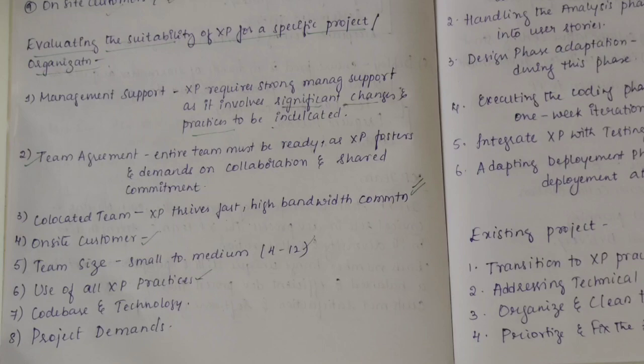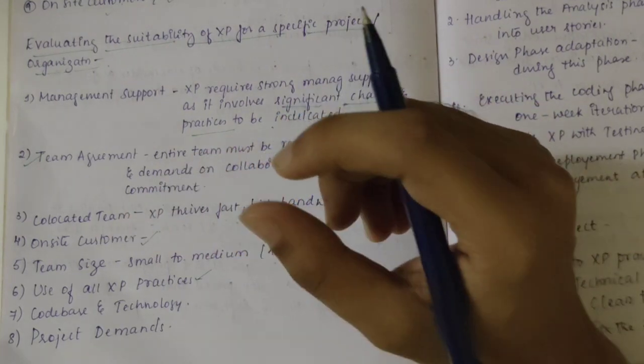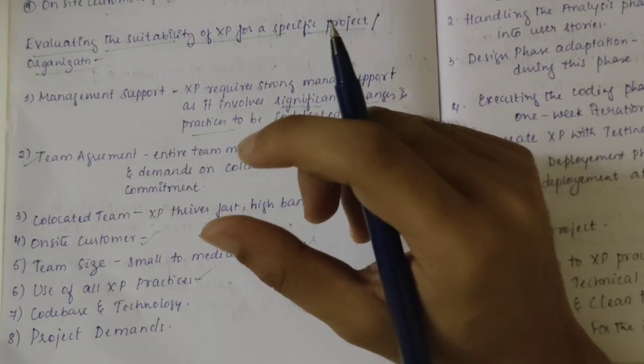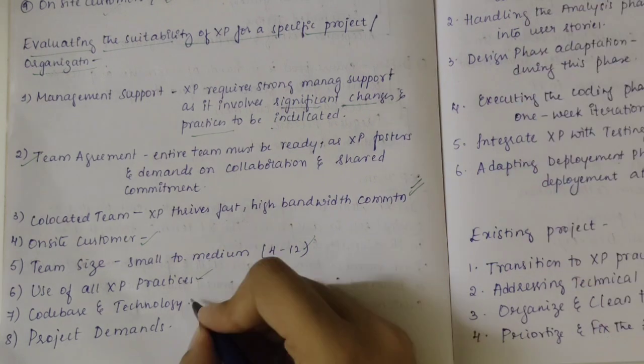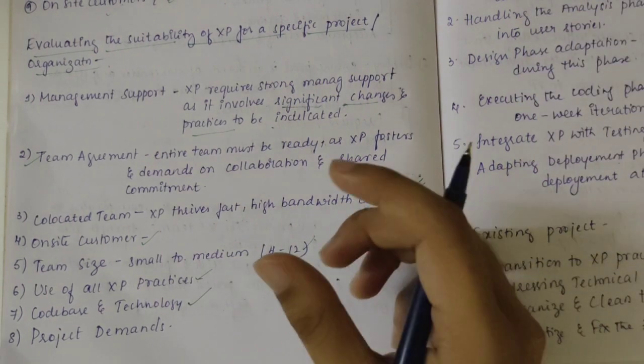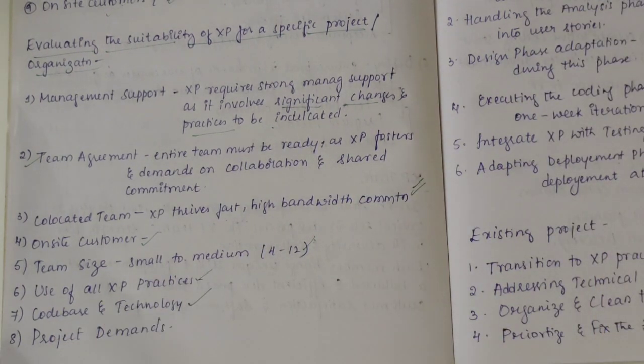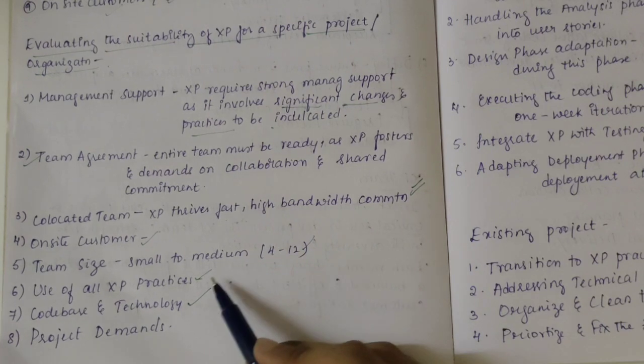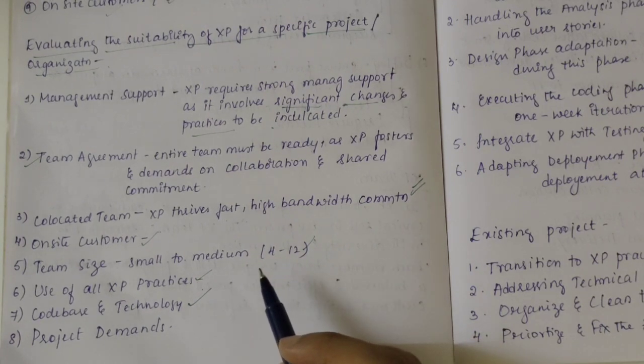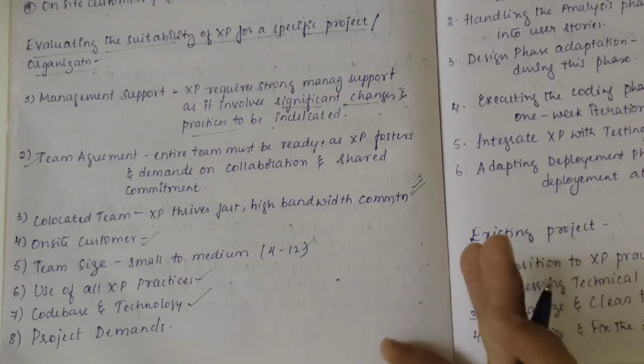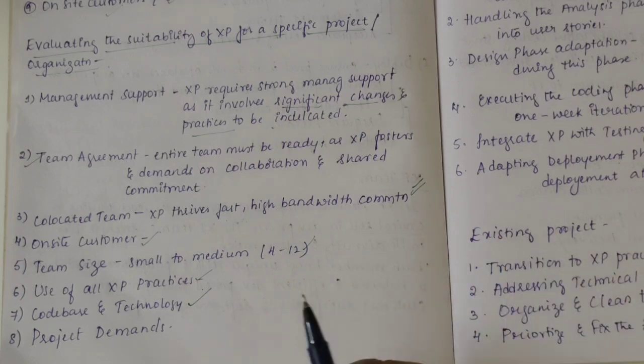But then make sure that skipping one particular practice should not affect the other practice, okay? One particular step should not affect the next step. Then we have the code base and technology. So a clean, easily understandable code is very important for XP. So it relies on continuous refactoring and integration. Like if my project involves an old system that's hard to change, XP may not work properly there, right?